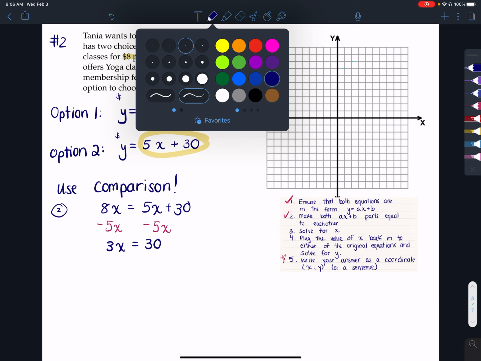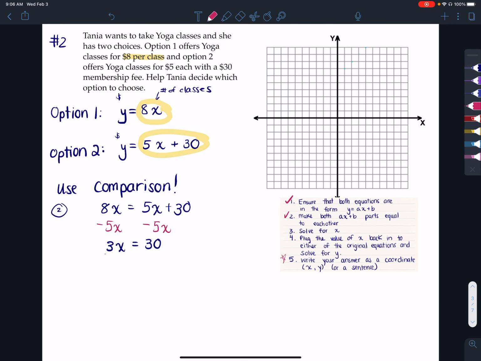We don't want 3 x's, we just want 1. So we're going to divide that by 3. Now we have x equals 10. We have done step 3. We've solved for x.